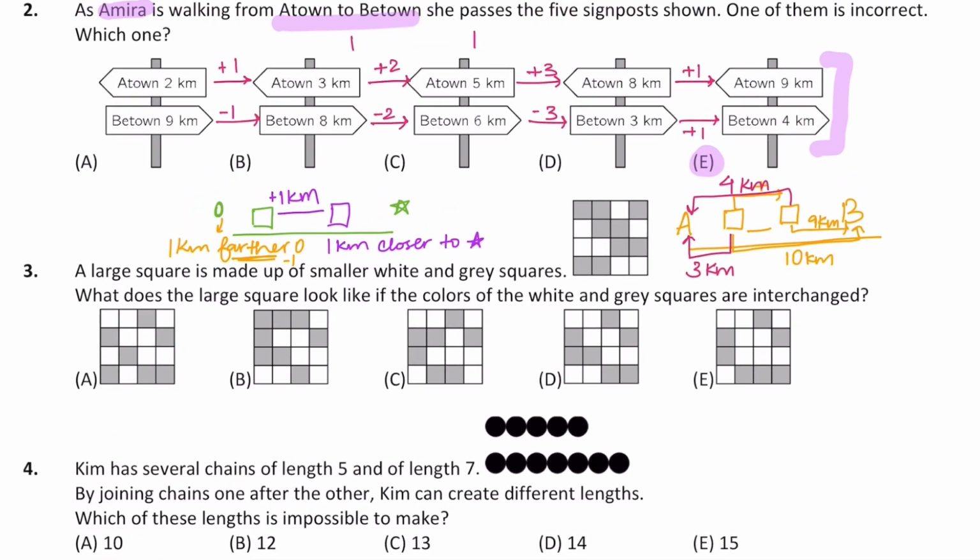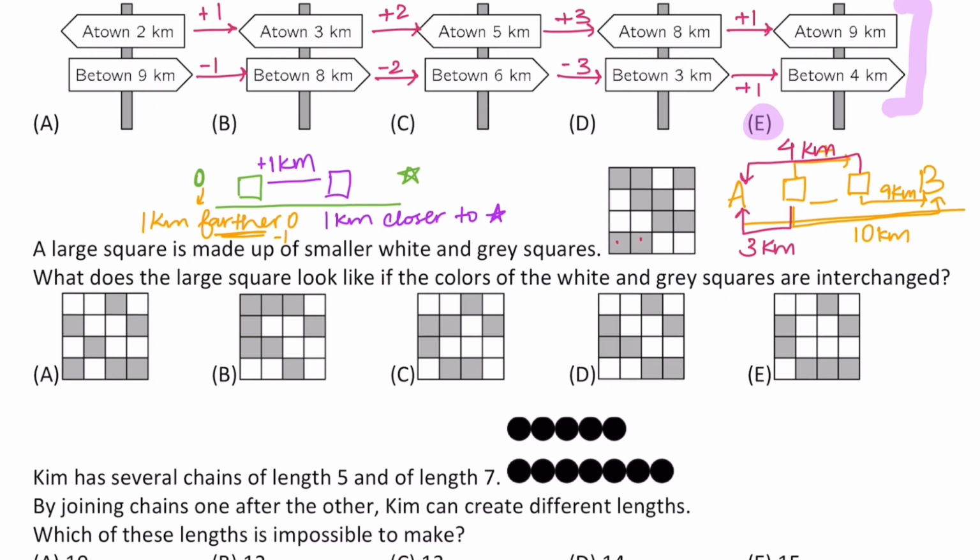Let's do the next question. A large square is made up of smaller white and gray squares. What does the large square look like if the colors of the white and the gray squares were interchanged? So let's look at these gray ones over here.